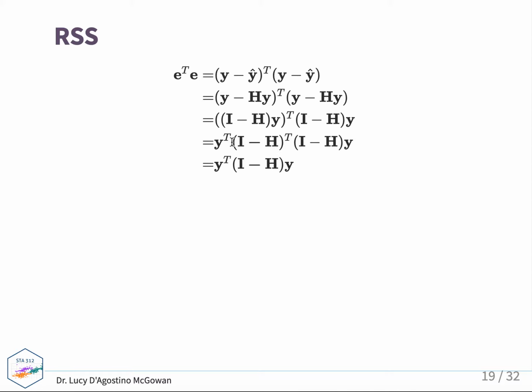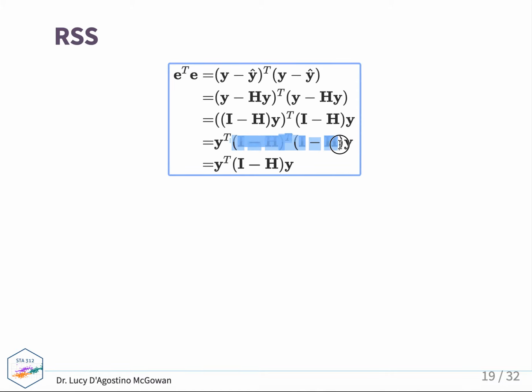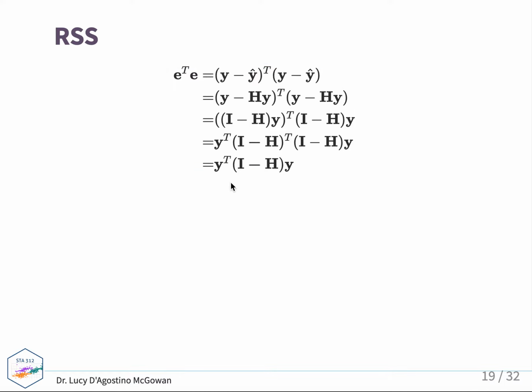Now, if you remember from what I told you about the idempotent rules, I proved that H is idempotent, and I also told you that I minus H is idempotent. What that means is that I minus H transpose times I minus H is just going to be equal to I minus H, and so we can replace that here. So now the residual sum of squares is equal to y transpose times I minus H times y. That was what we were trying to get to, and we've done it.